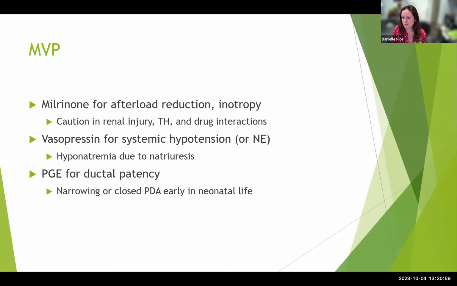And then PGE for ductal patency. This is really just for those babies, and we're talking about acute pulmonary hypertension, so it should be neonates that are pretty early on in their course, and they should have a narrow or closed PDA.